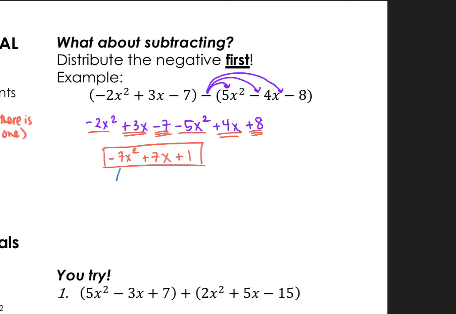So this first term is coming from the negative 2x squared plus the negative 5x squared. The second term is coming from the 3x plus the 4x. And this last term is coming from the negative 7 plus 8. So when subtracting, you're going to distribute the negative, which essentially flips the signs. And then remember that the first parentheses stays the same.